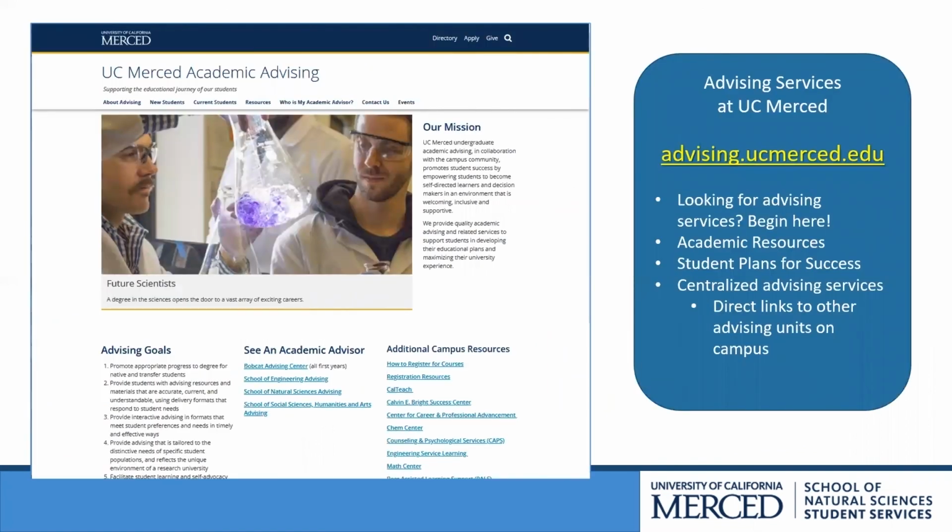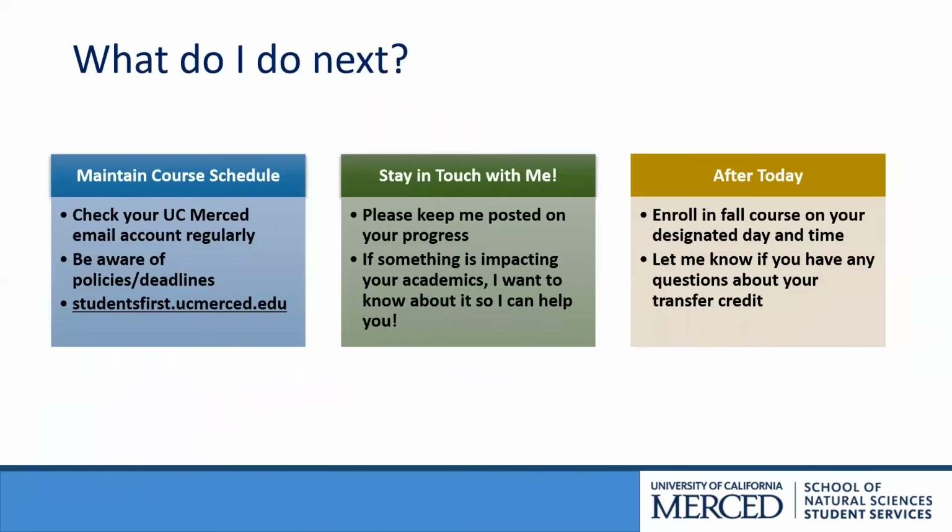Here's the page, giving you a chance to look it over really quickly. It's advising.ucmerced.edu. You have information about new students, current students, and who my academic advisor is, but you all know that your advisor is Erica Robbins as a transfer student. This is just the overall academic advising page for all academic advising at UC Merced, not just natural sciences. If you click on natural sciences, it'll take you to our page.